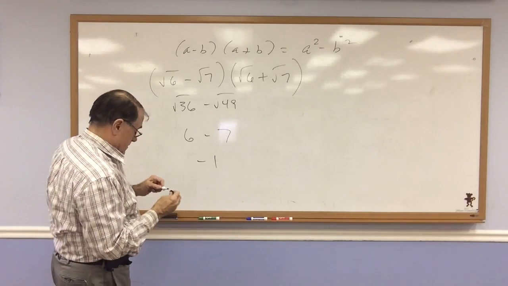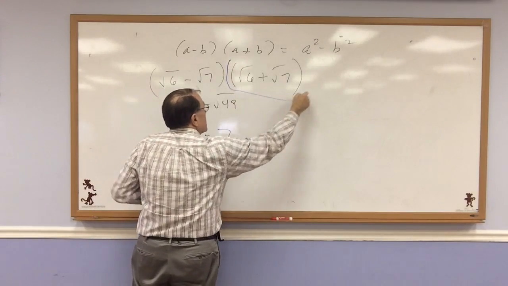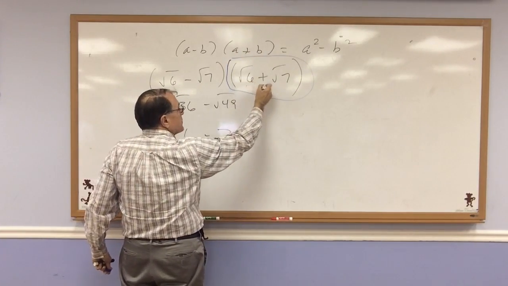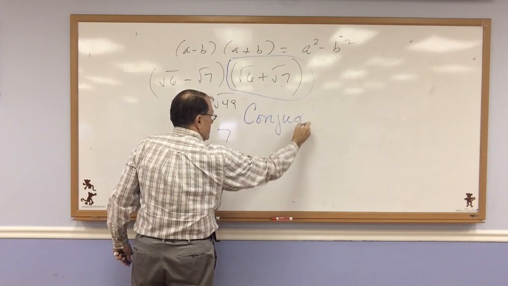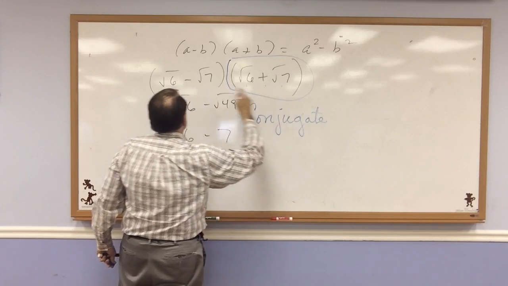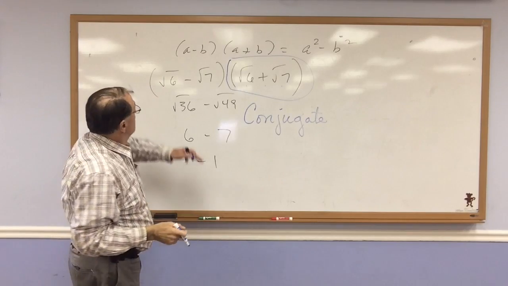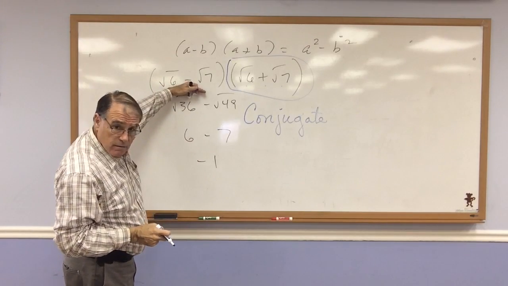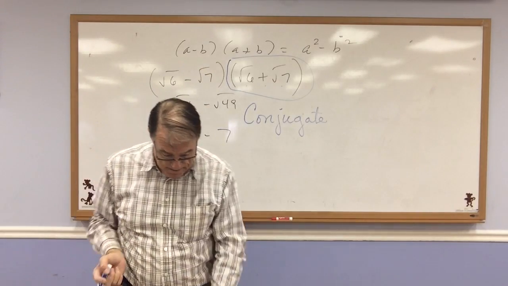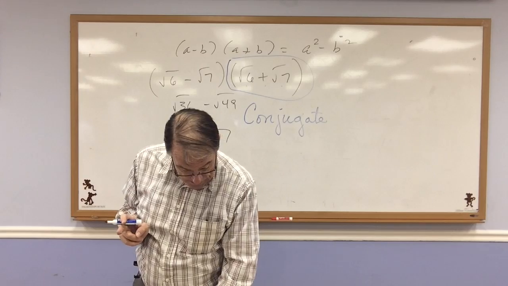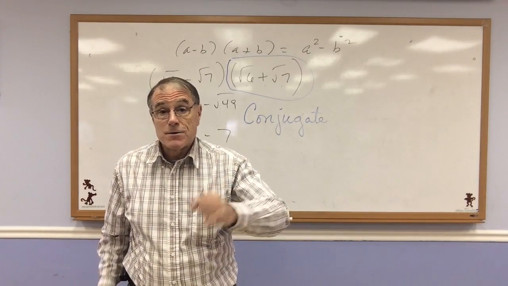Now this term is a special term. This term, root 6 plus root 7, is the conjugate of root 6 minus root 7. Similarly, root 6 minus root 7 is the conjugate of root 6 plus root 7. And this idea of conjugate will be very important when I want to divide radicals.